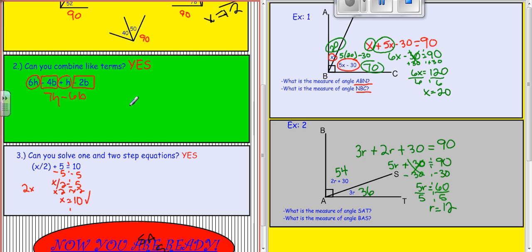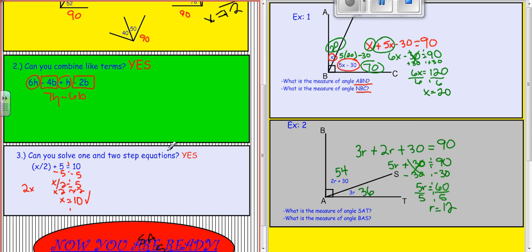Can you combine like terms? So we combine like terms. I circle my H's here. I got 6H and H gives me 7H. Negative 4B, negative 2B gives me negative 6B. So I got 7H minus 6B.